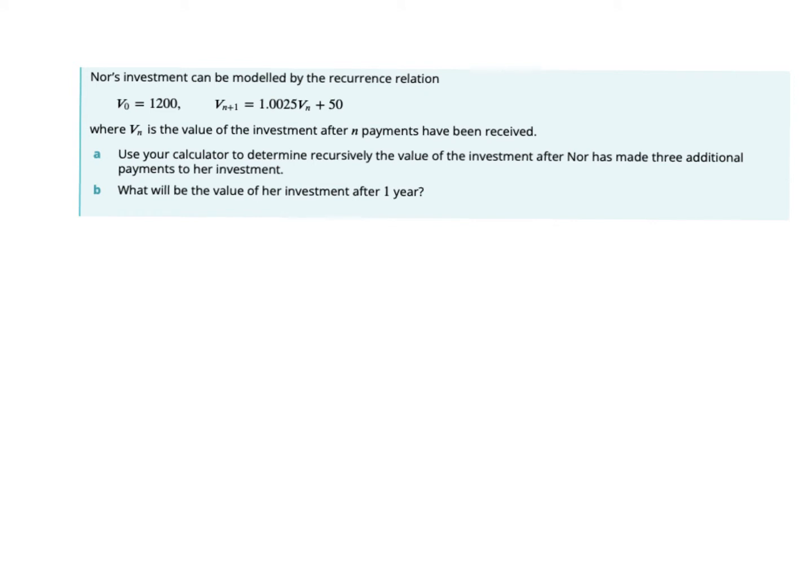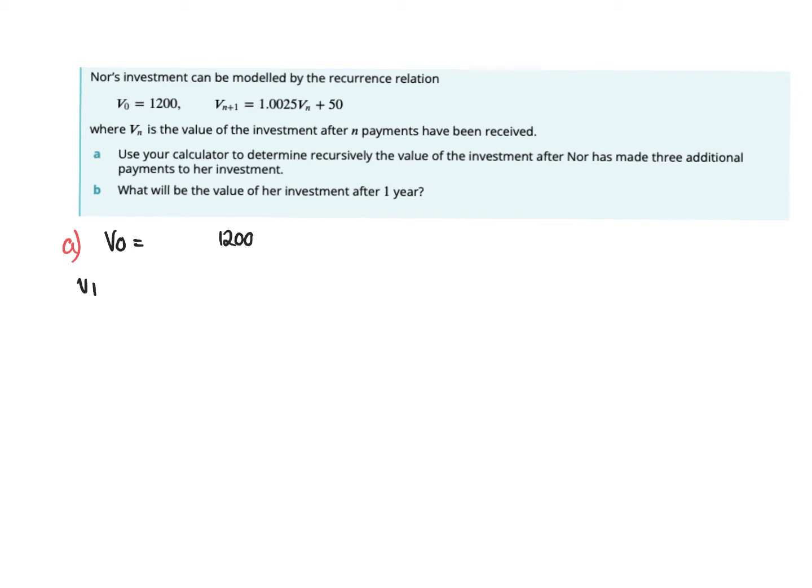Now it says use your calculator to determine recursively the value of Nor's investment after 3 additional payments. So after 3 goes. I know it says use your calculator, but in your SAC, and in the exam, they're going to ask you to show it recursively. So let's do that here, and I'll show you how to do it. When we write it, we have to say V0 equals, and we'll write 12,000.